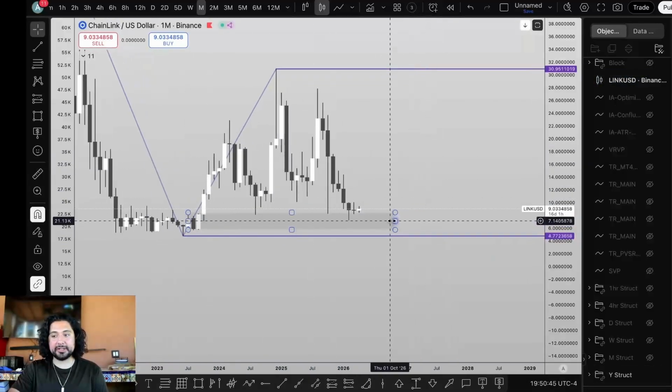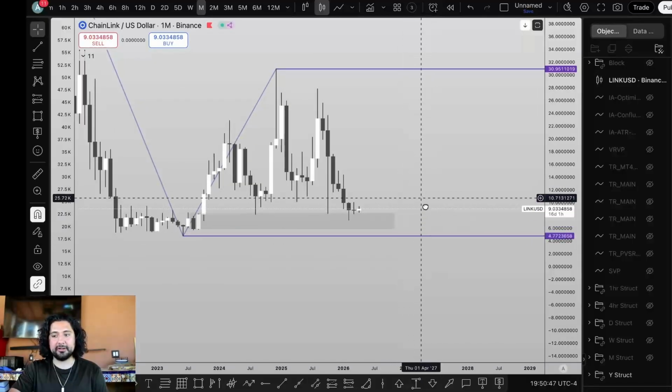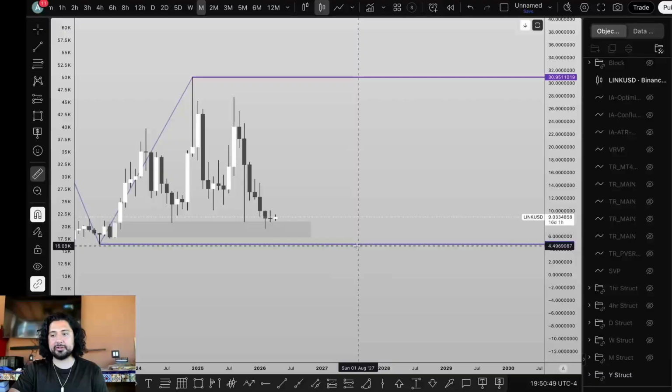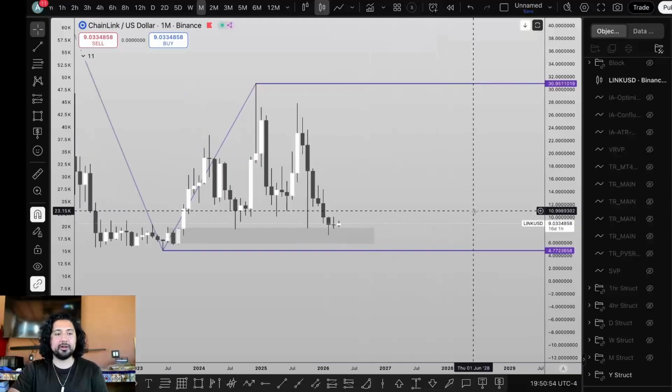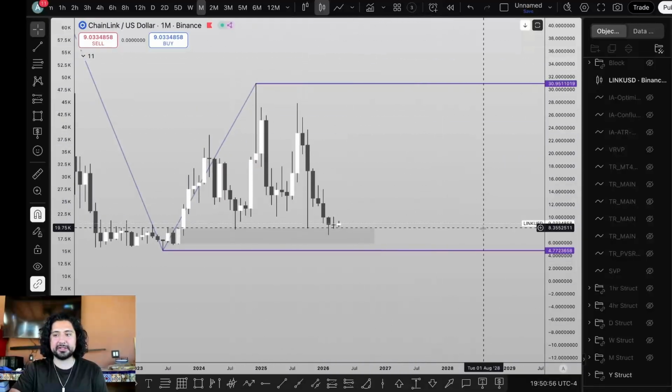It's only like 50% down. If we get obviously an SFP down here and we reclaim this low, you could go into spot and target the highs at $30. That's a 5x, you know. But I think that's going to be more like next cycle. Mind you, this is a monthly time frame.